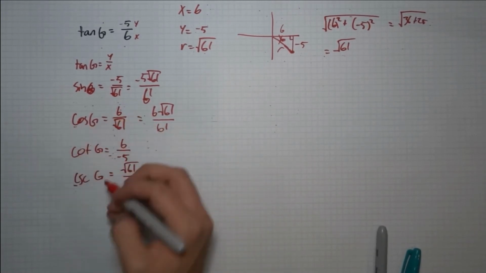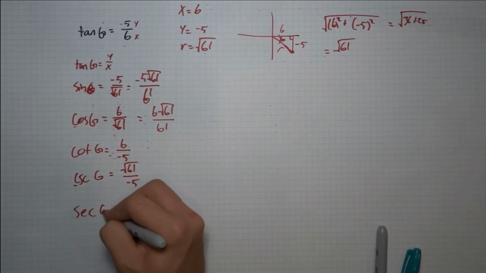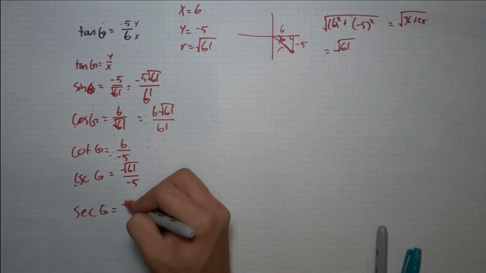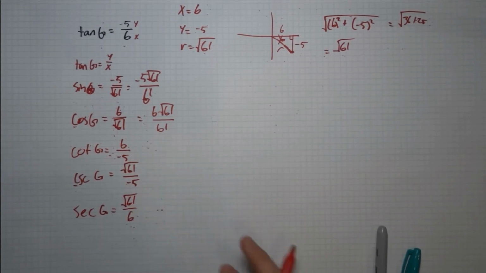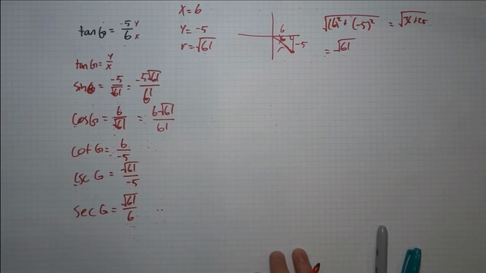And then our last one, cosine, the reciprocal of that is secant, and we get the square root of 61 over 6. And that is how we find the trig values for all of these.